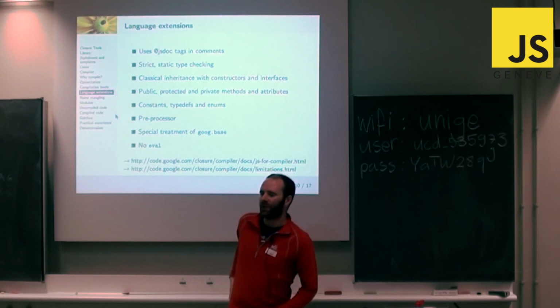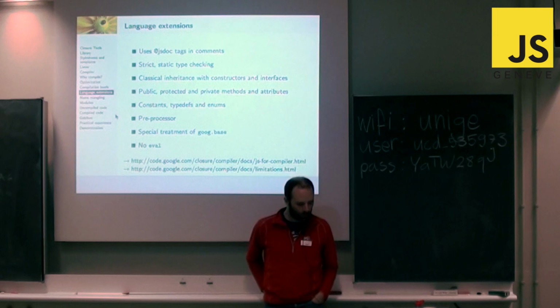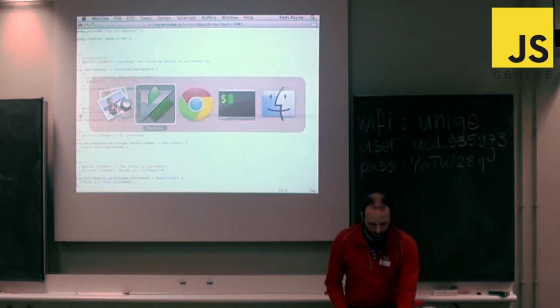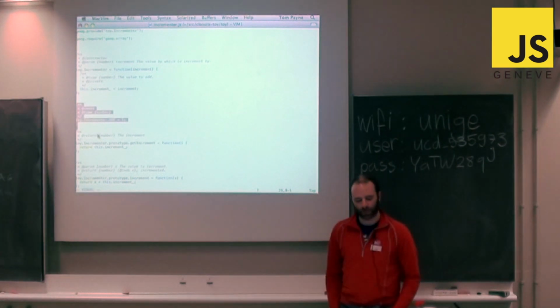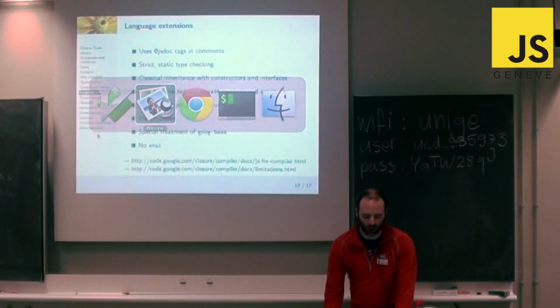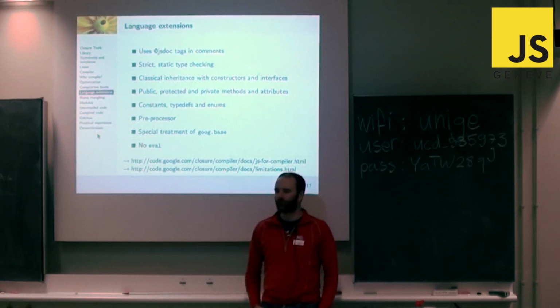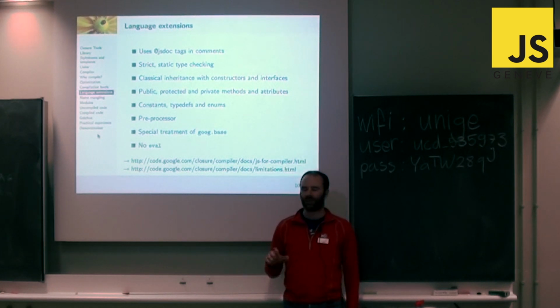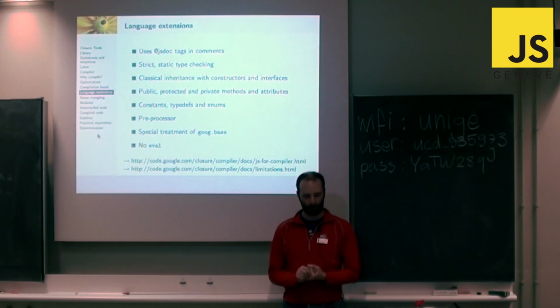Constants, typedefs, and enums. Constants, you can have nice human readable code. And for example, here. And then when you use it, the compiler knows that that value is constant and will substitute the value in. It's fantastic for configuration. It's used for enabling and disabling debug code, and so on.